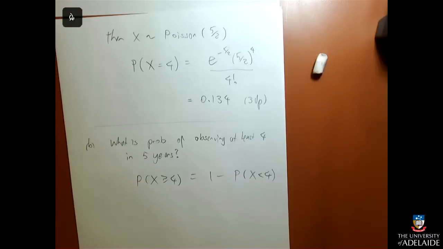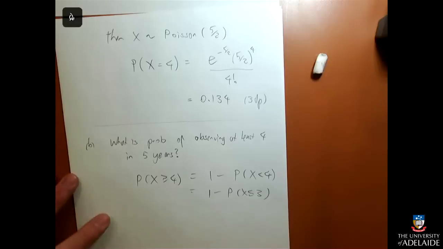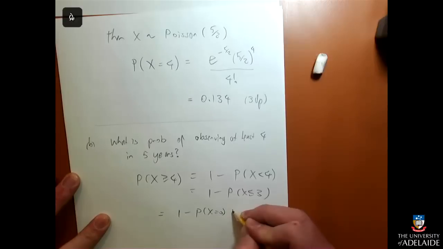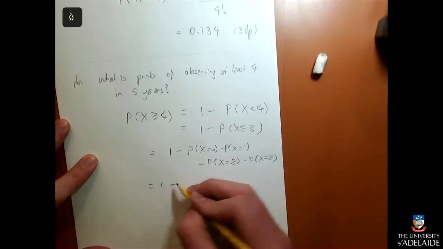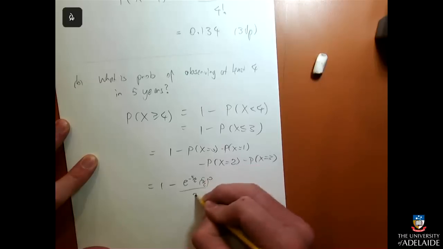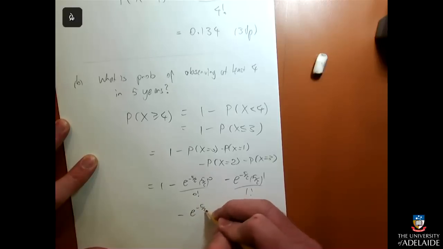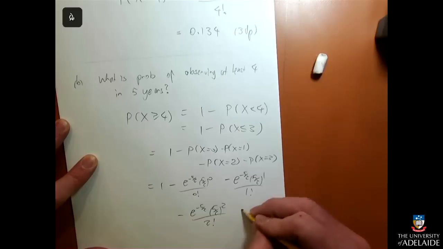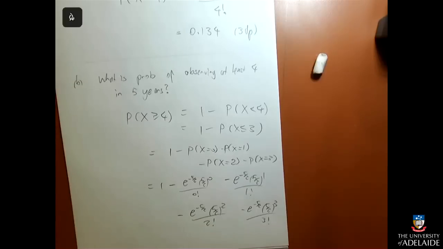Now this is a discrete distribution, it can't be 3.8 or 3.9 or whatever, the next number down is 3, so this is the same as this, because it's a discrete distribution. And so I could just go 1 minus the probability that it's 0, minus the probability that it's 1, minus the probability that it's 2, minus the probability that it's 3. I just take them all off. e to the minus 5 on 2, 5 on 2 to the 0 over 0 factorial, minus e to the minus 5 on 2, 5 on 2 to the 1 over 1 factorial, minus e to the minus 5 on 2, 5 on 2 to the 2 over 2 factorial, minus e to the minus 5 on 2, 5 on 2 to the 3 over 3 factorial. There you go. You just have to figure them all out.